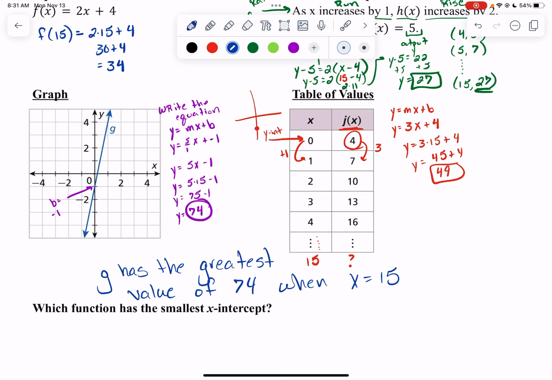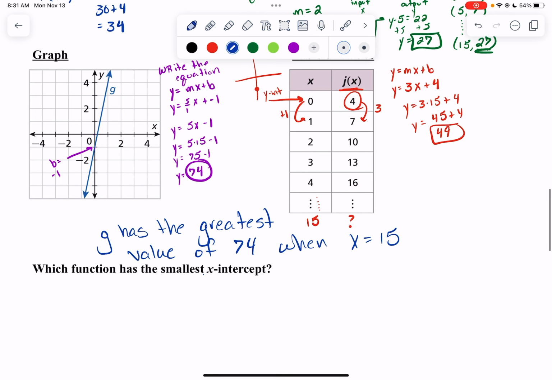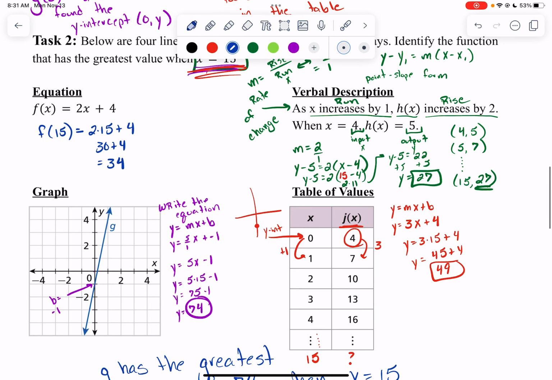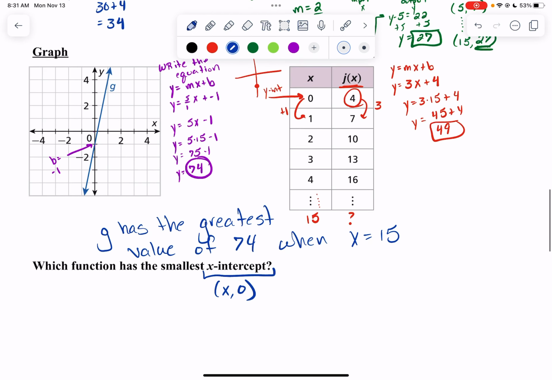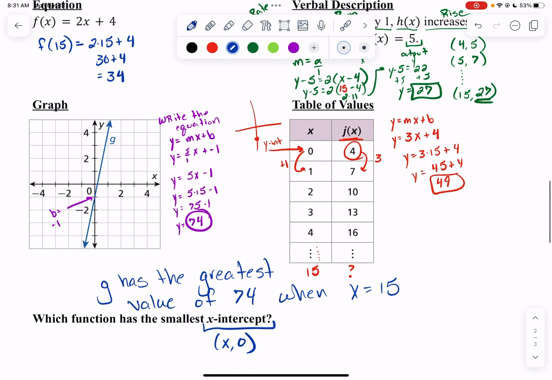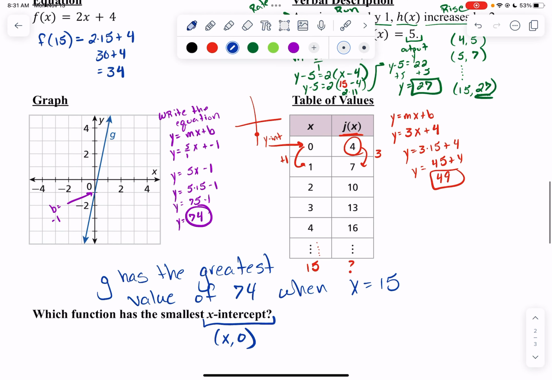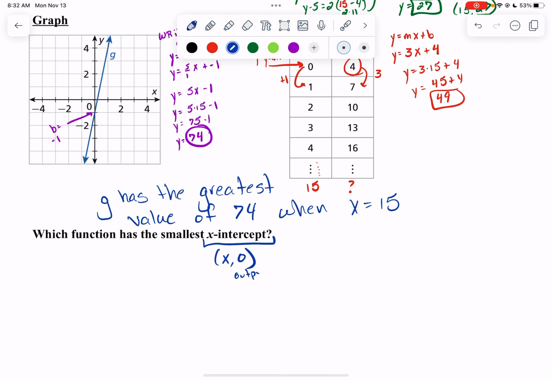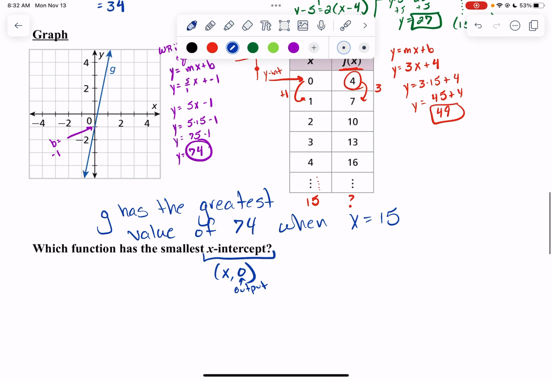All right, so now which function has the smallest x-intercept? The x-intercept occurs when y is 0. Okay, so first off, now that I have an equation for each of them, I can go ahead and let y be 0 for each of them. So meaning I need the output to be 0. I'm trying to find an input.